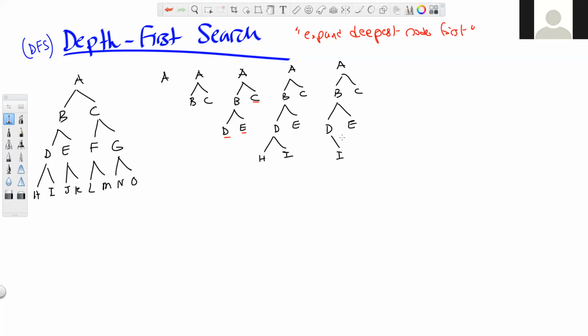Now, at this point, I have three nodes on the fringe, and there is no choice for depth first search. It has to pick this one, because that's the deepest. Now look what happens. You pick I, it's not a goal state, so I generate the children. It has no children. When I take it out, D will also go away because there is no reason to have it anymore. It was just there to lead me to the children. So now the picture looks like this.